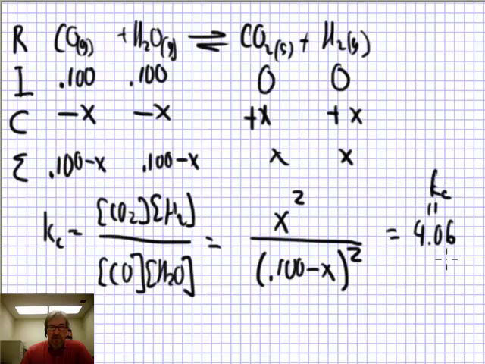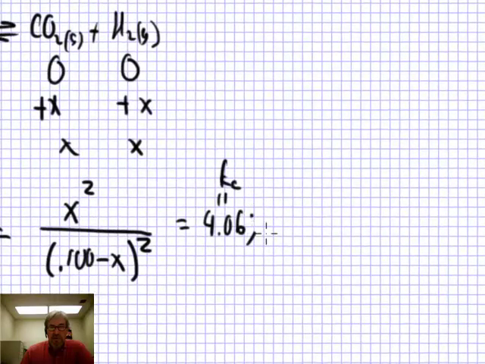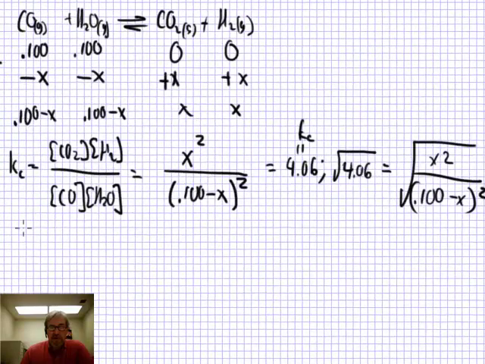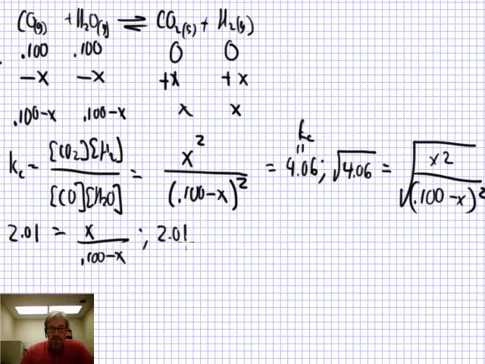It's my job to find out X, because if I know X, I can plug it into that bottom row, that E row in my RICE chart, and find concentrations of everything. So I can take the square root of both sides. So the square root of 4.06 is going to be equal to the square root of X squared over (0.100 minus X) quantity squared. So the square root of 4.06 is 2.01, so that's equal to X over 0.100 minus X. So that means 2.01 times (0.100 minus X) is equal to X.